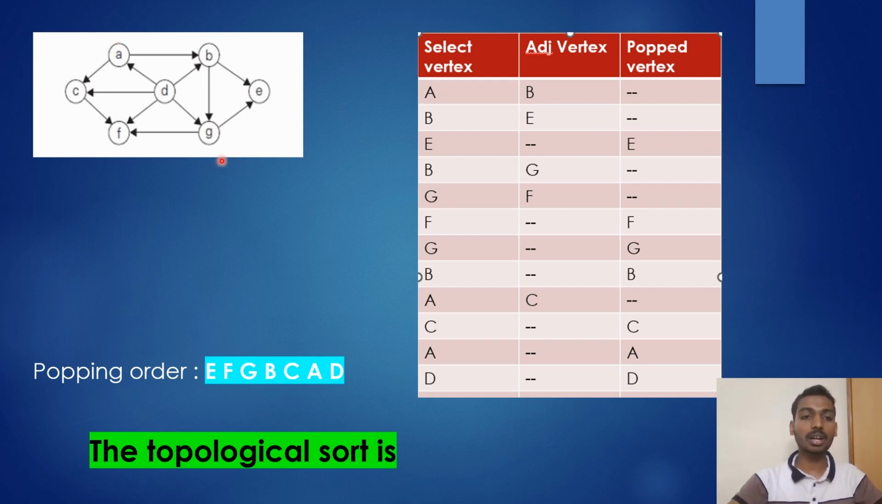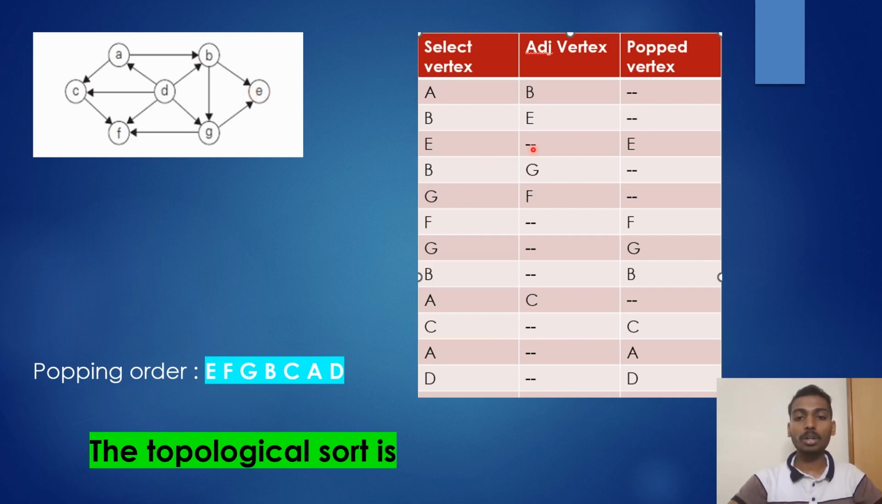This is the directed acyclic graph. In this, we have to start from the vertex A. A is the selected vertex, and next A has the adjacent vertex B. Let's move on to the B vertex. B has the adjacent vertex E. And then E is the dead end of this acyclic graph, and it has no outgoing edge from E.